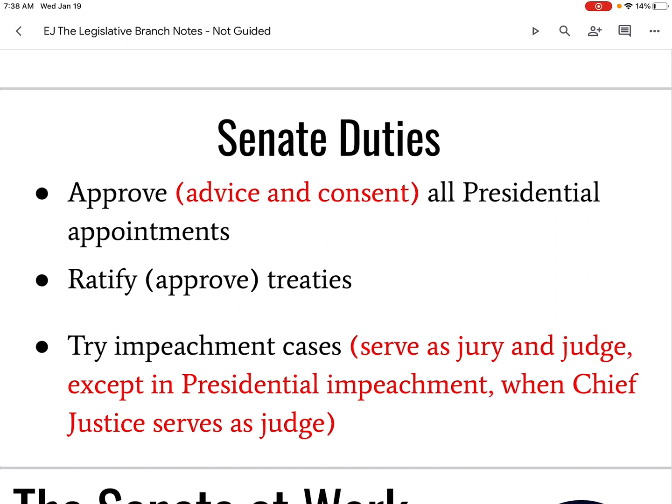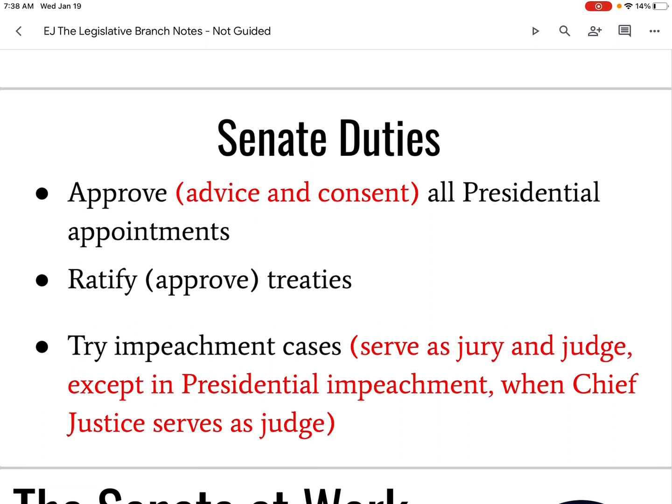They also ratify and approve all treaties, okay? They try impeachment cases. So let's say someone is impeached. Remember, impeached does not mean guilty. Impeached just means that there's enough evidence to proceed with a trial. If that is the case, then it goes forward and the trial actually happens with the Senate.